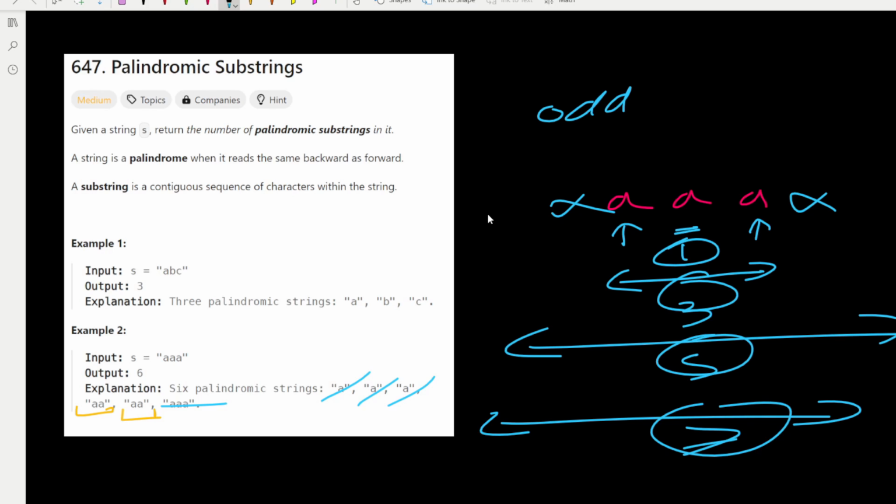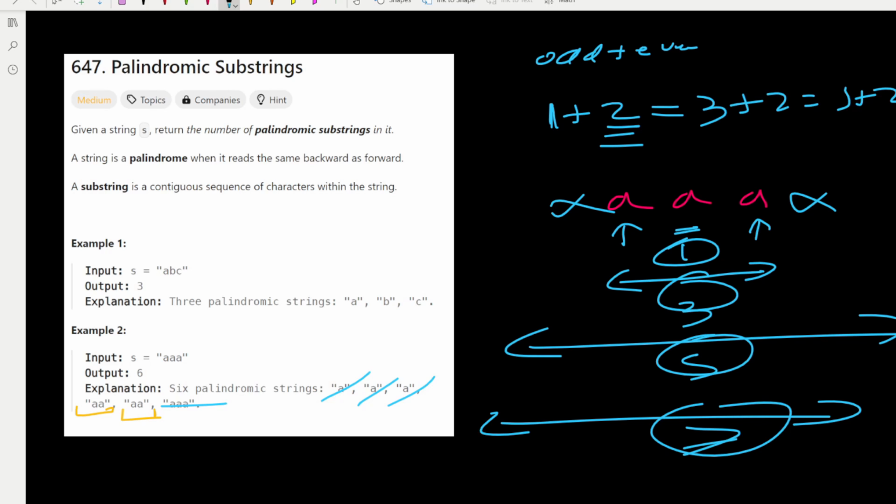So how did we end up with odd in the first place? Because we started at 1 character and with each expansion we add 2 characters, we will get 3. At each expansion, we always add 2. We are always adding an even number. So an odd number plus even will always give us odd. 1 is odd, 2 is even, equals 3. 3 plus 2 is 5. 5 plus 2 is 7, etc.